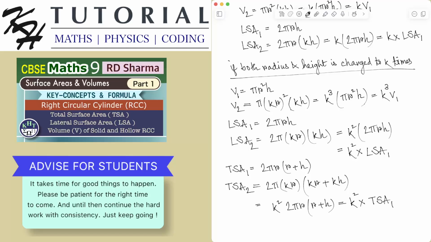Okay. So you can see now the LSA, when both radius and height are changed to k times, the new LSA is becoming equal to k square times the old LSA. Similarly, you will see also that the total surface area is also changing to k square times.